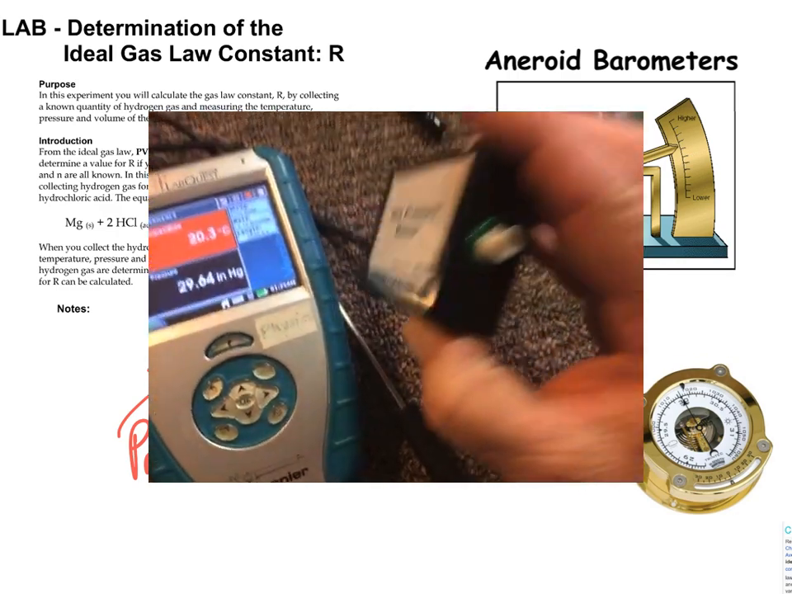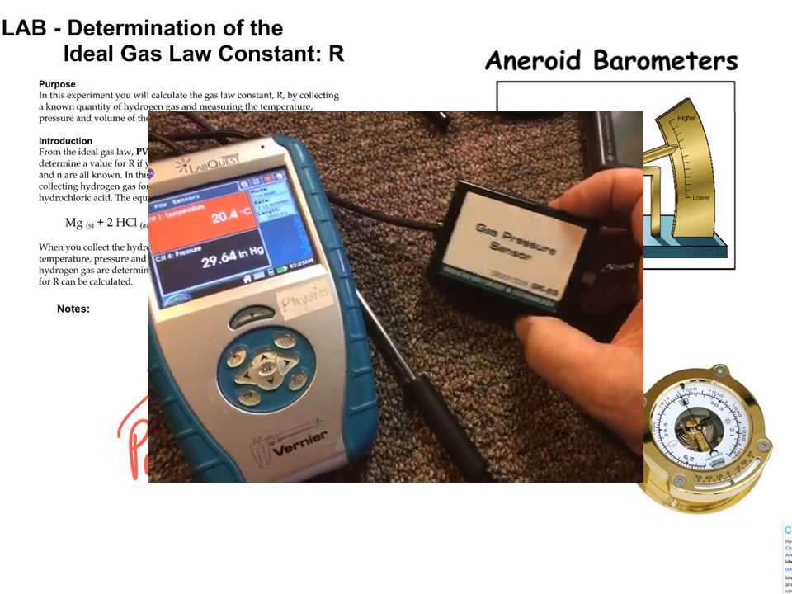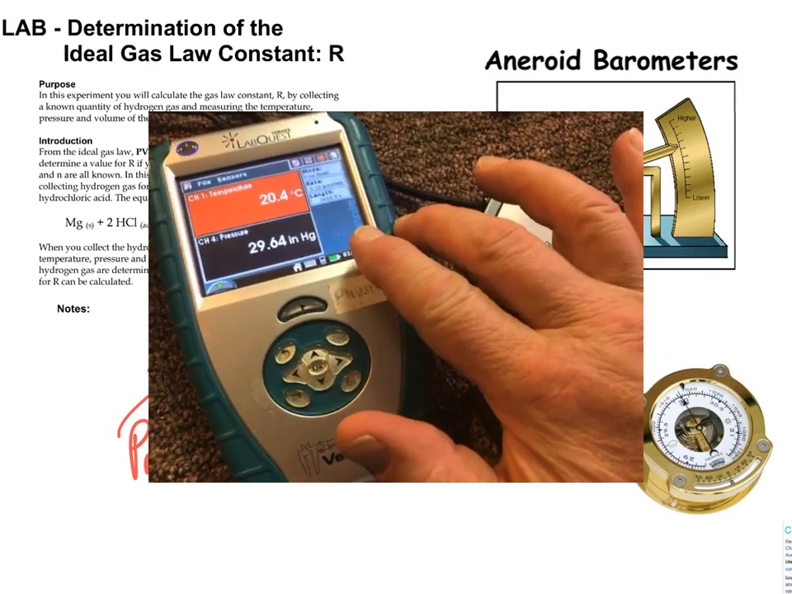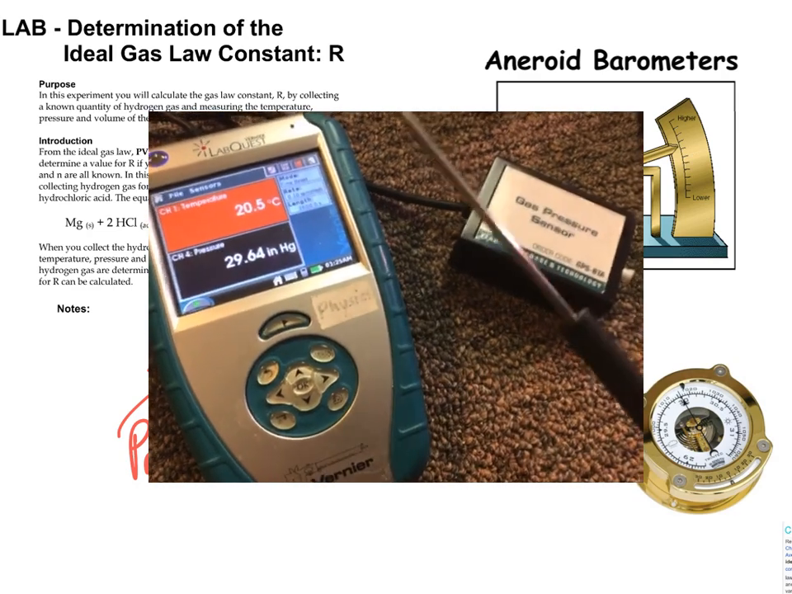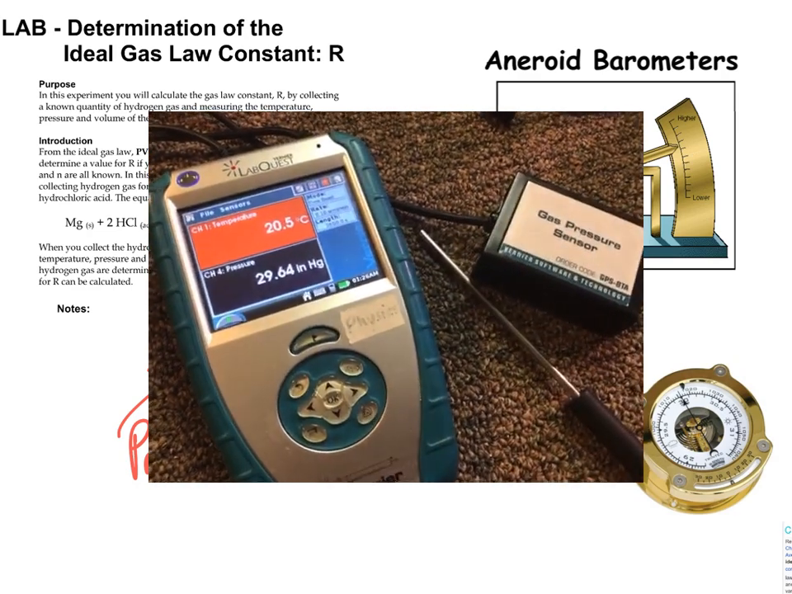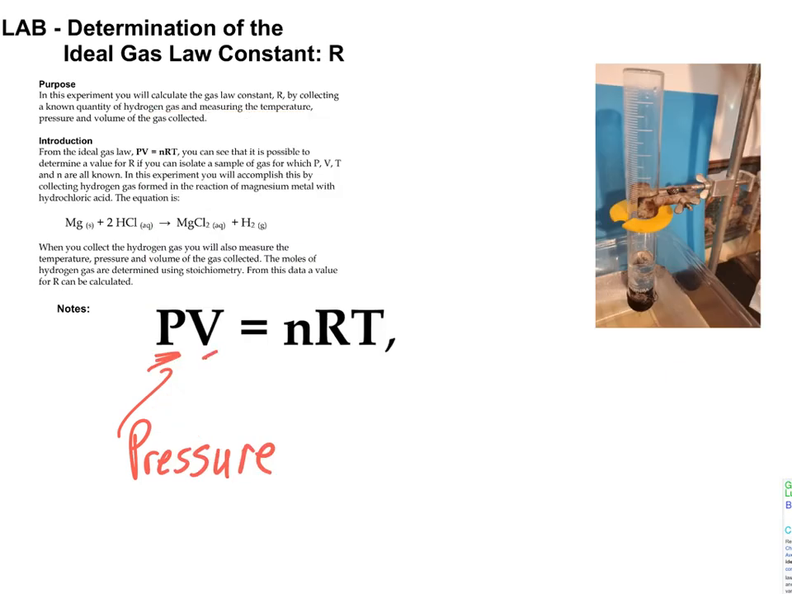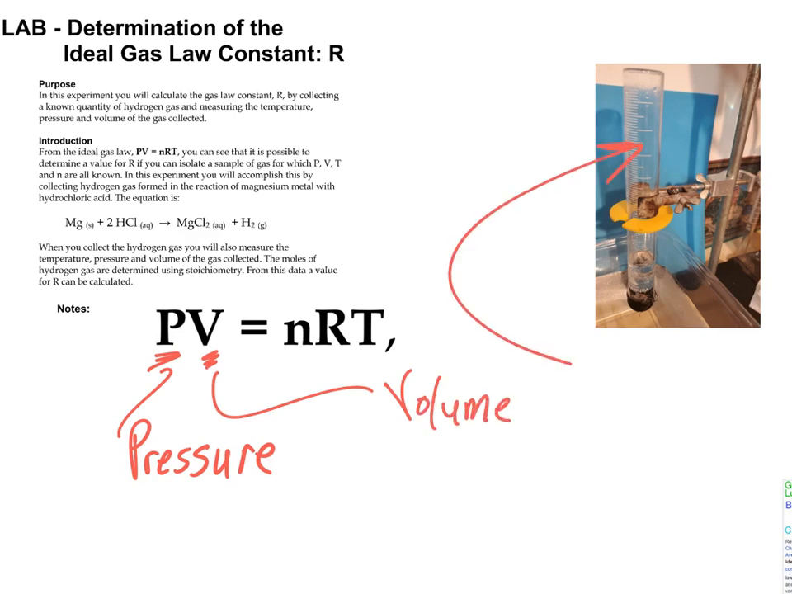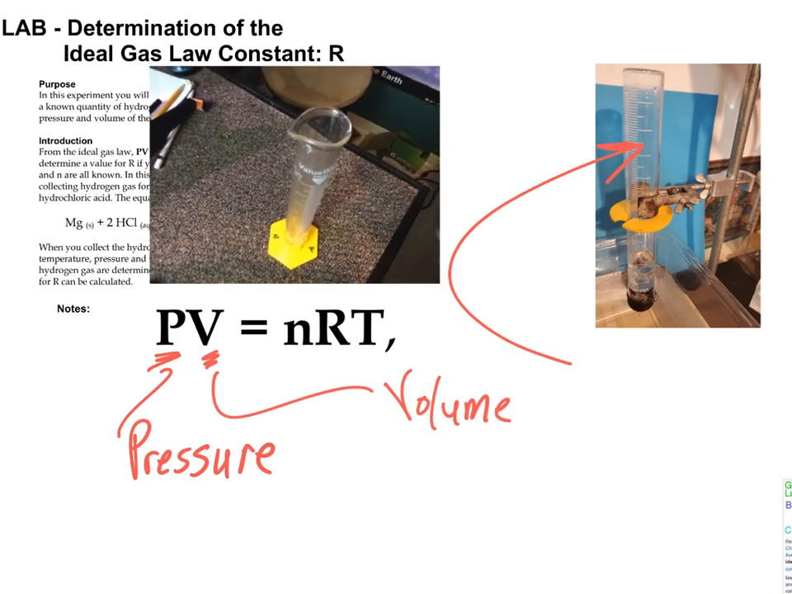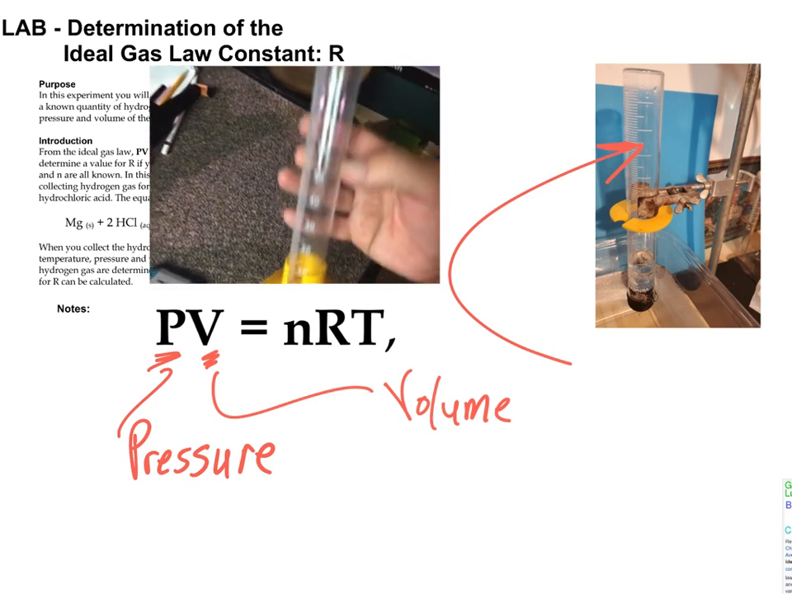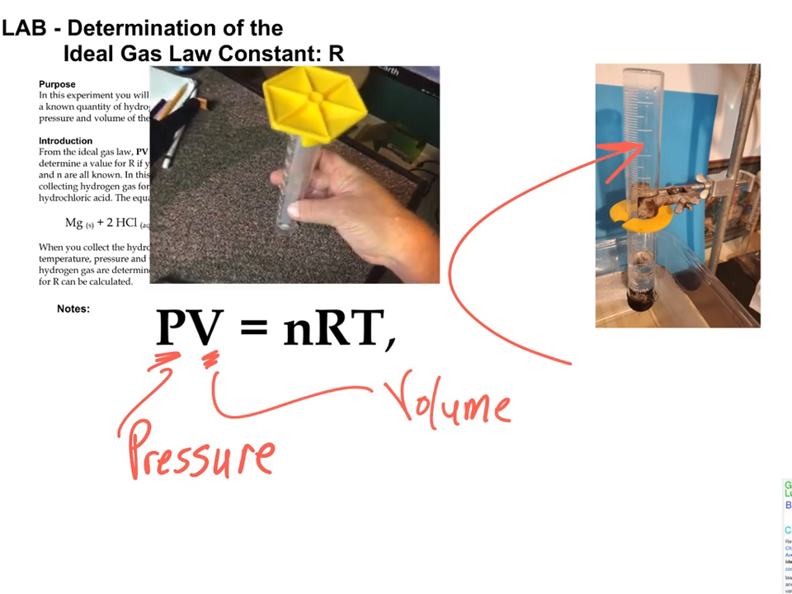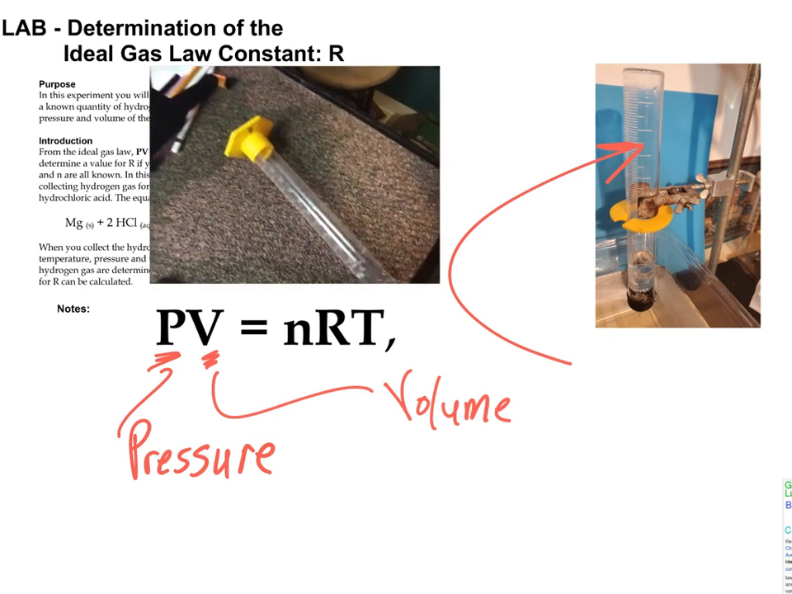On the sensor, there's a little hole that air can go in, and it registers the air pressure on this device, set to measure in inches of mercury. We also have a thermometer for measuring the temperature as well. The V in the equation stands for volume. To measure volume, we're going to use a graduated cylinder. Normally, a graduated cylinder would be used for measuring volumes of liquids, but we're going to invert it and use it over water to collect hydrogen gas from the chemical reaction.